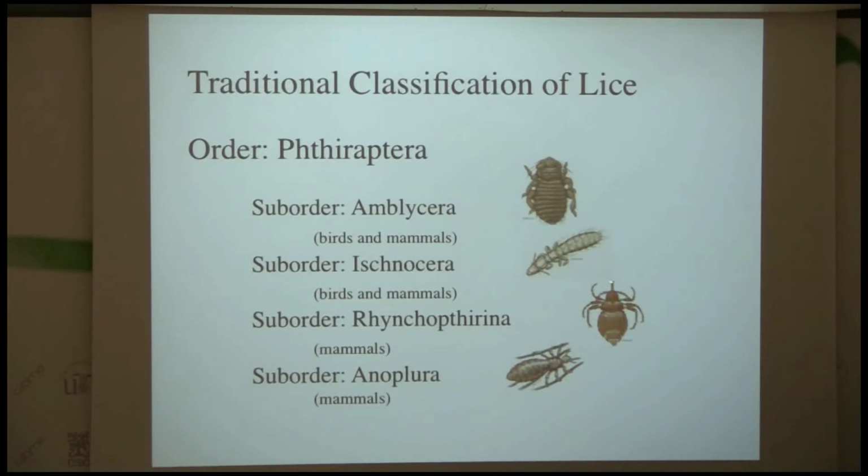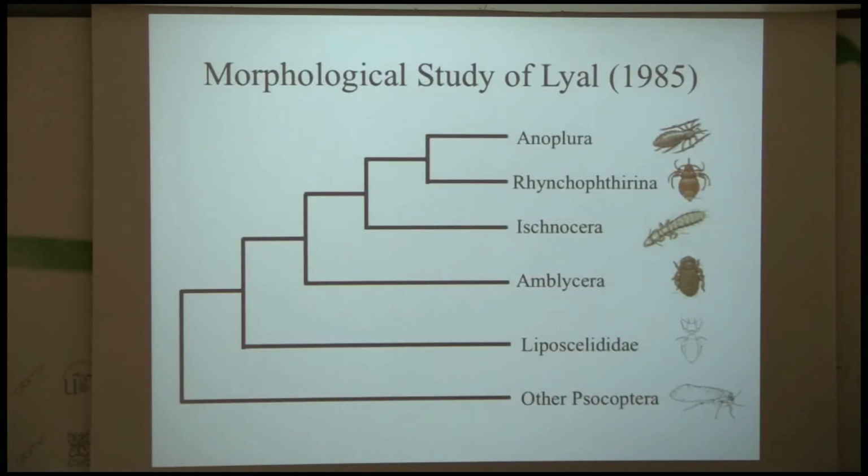These have chewing mouth parts, and so does this group. They have chewing mouth parts at the end of a long rostrum or snout that they chew through the thick hide of the elephant to get at blood. And this is thought to be the transition form to the true sucking lice, Anoplura, that occur on mammals, including humans. They have piercing sucking mouth parts, and they feed only on blood. And a morphological study by Chris Lyal in 1985 suggested that the Anoplura were derived from chewing lice.